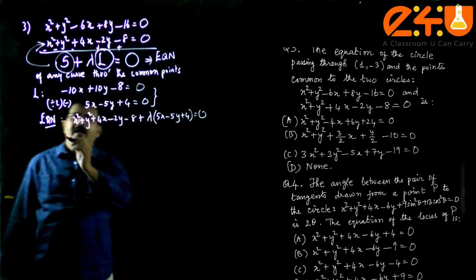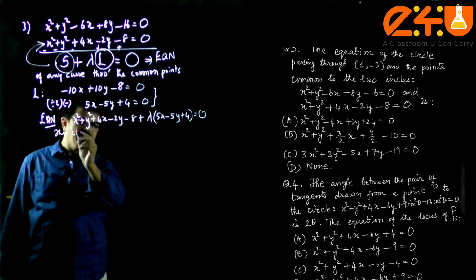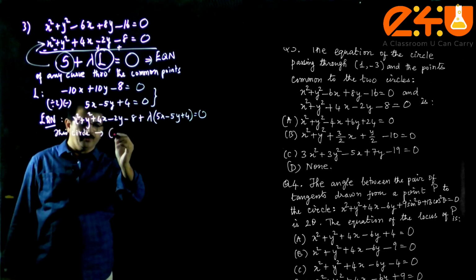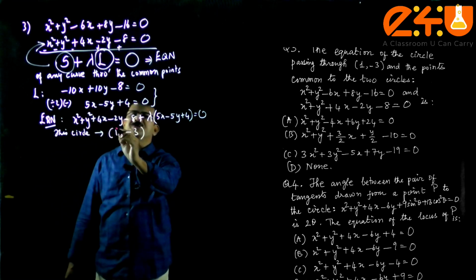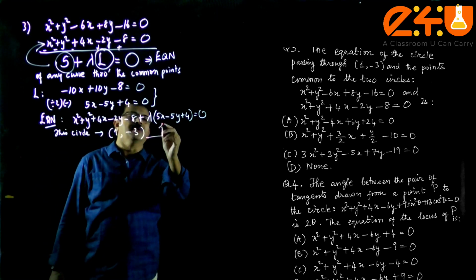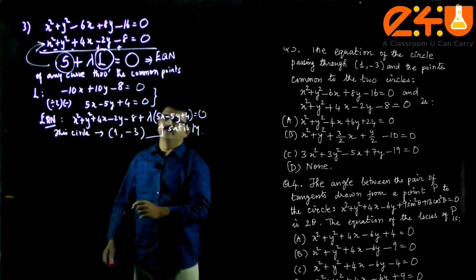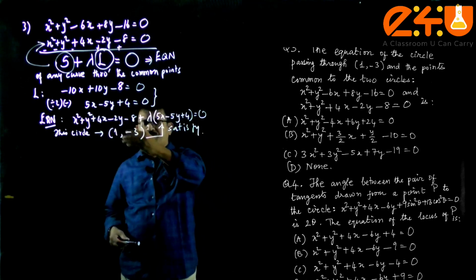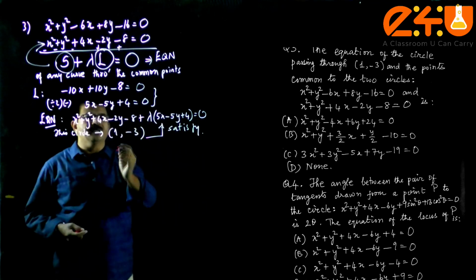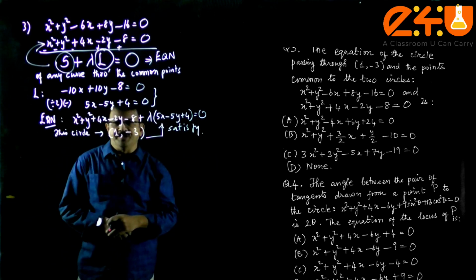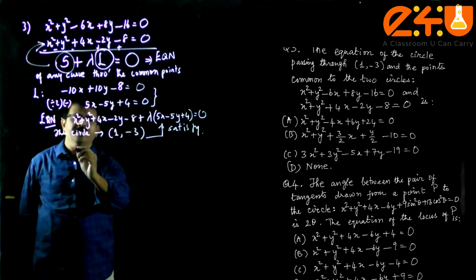Okay. And there is a clue given. This circle passes through the coordinates 1 comma minus 3, which means 1 comma minus 3 should satisfy the equation we arrived at, x square plus y square, that is S plus lambda L. It must be satisfied by the coordinates 1 comma minus 3. So I am going to plug in values, x equal to 1, y equal to minus 3. Let's see what you get.